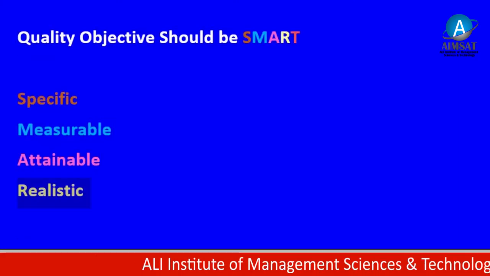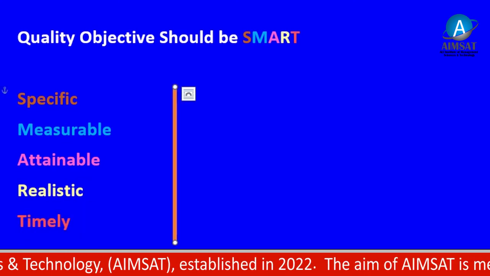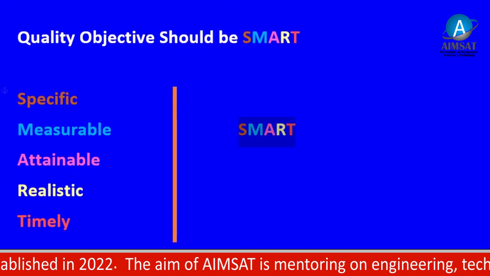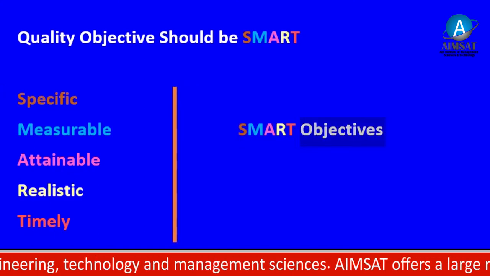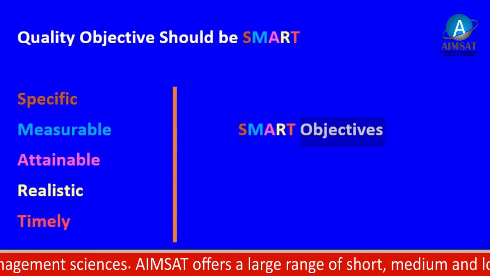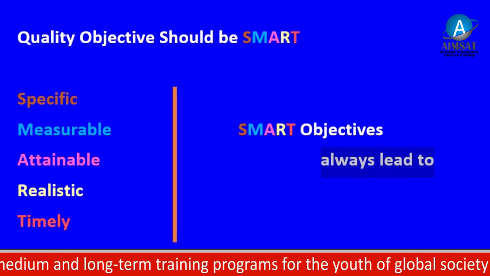Smart Quality Objectives. Quality objectives should be SMART. SMART means S stands for specific, M stands for measurable, A stands for attainable, R for realistic, and T for timely. When your objective is SMART, you will get the result.